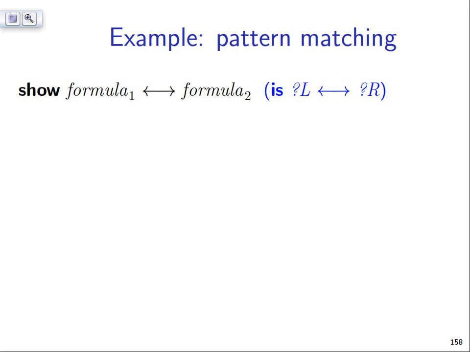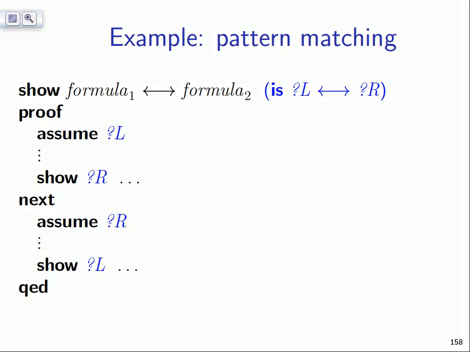Here you explicitly, after the statement of your proposition that you're trying to prove, say, please match this proposition with the proposition ?L if and only if ?R. Remember, these question mark variables are unification variables, so you're going to unify the pattern on the right with the formula on the left. And as a result, of course, ?L will now stand for formula 1, and ?R will stand for formula 2. And then you can write down this proof pattern, which looks like the proof pattern we had, but now ?L is just 2 characters rather than having to write the full formula 1 there.